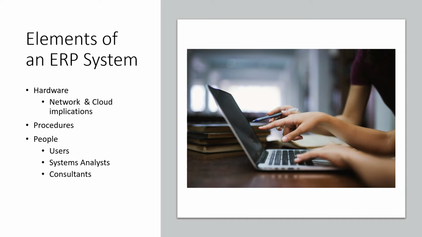Now, seeing that ERP systems are software, they need hardware to work on. Anybody that's going to be interacting with the system needs some sort of device in order to be able to either enter data or to get information out of the system. For that, you need computer hardware, such as actual computers, tablets, or phones, and then a network and infrastructure to allow them to communicate with each other.